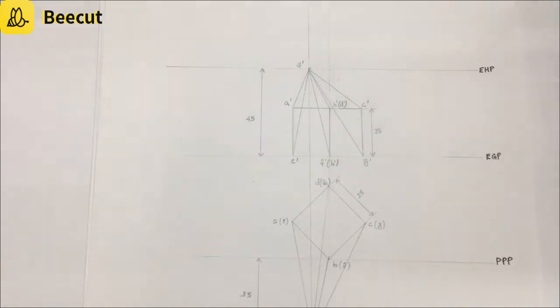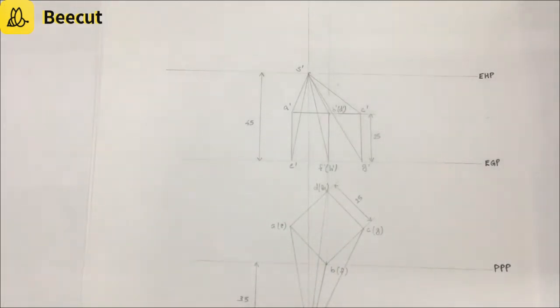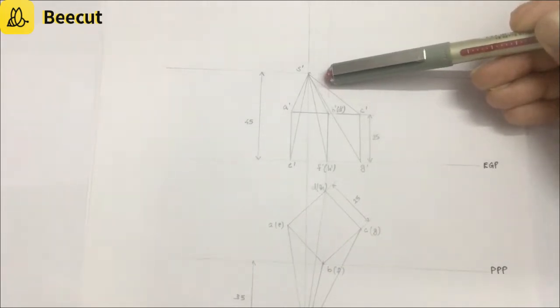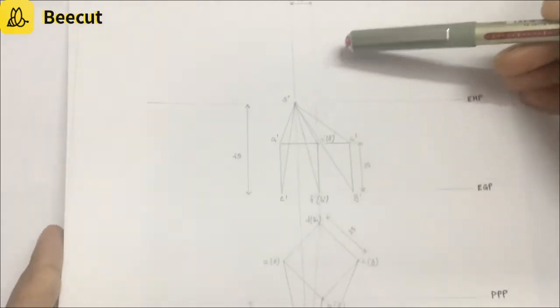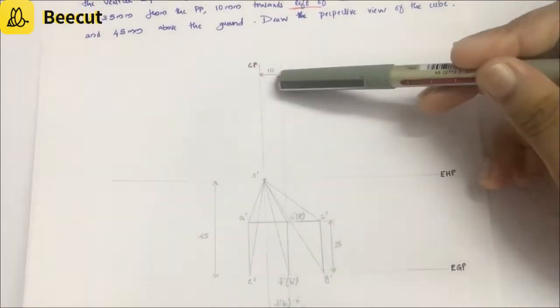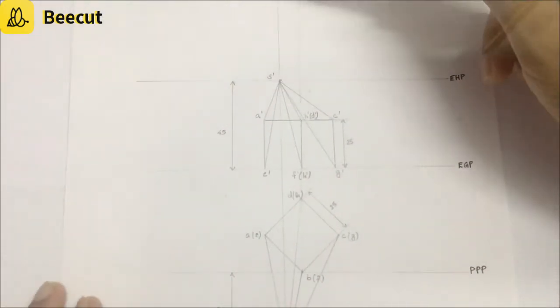Here also the name central plane is not mentioned. Instead, towards left is mentioned, that is, towards the left of the center of the cube. So the axis line represents the central line of the cube. From this central line, you have to take 10 mm towards the left. So from this central line, you are taking 10 mm towards the left, and from this point you are drawing a horizontal line.